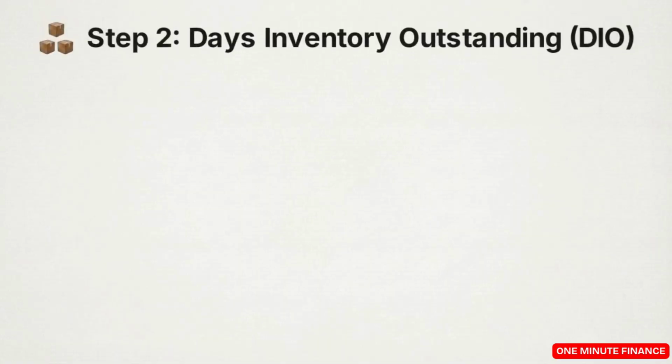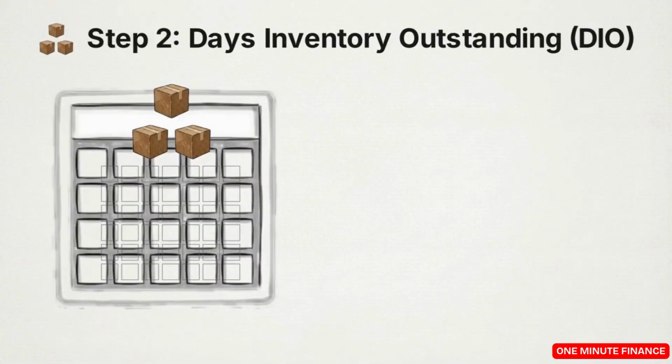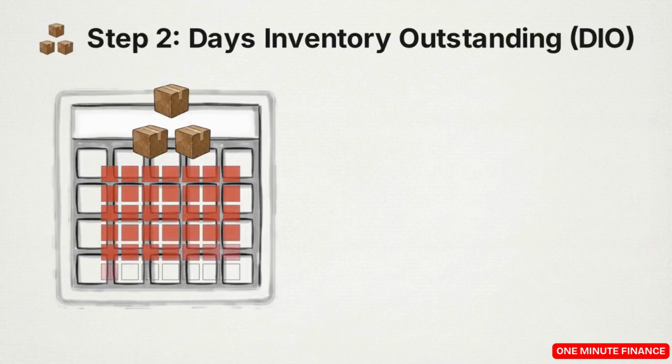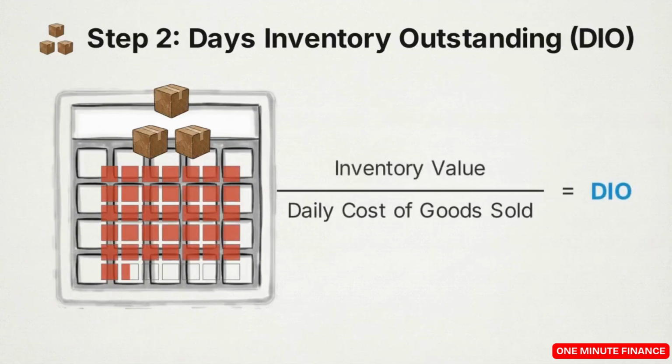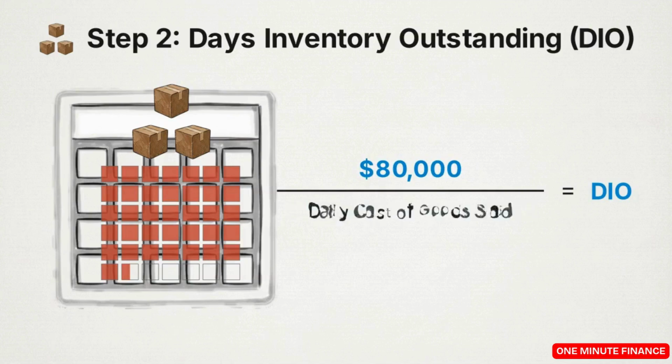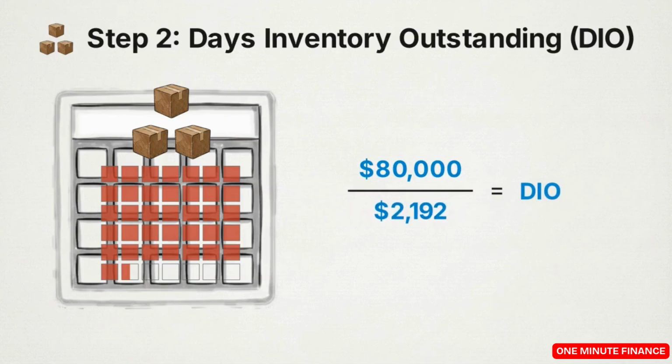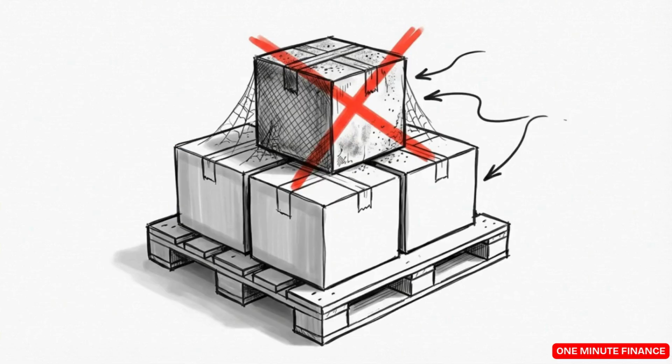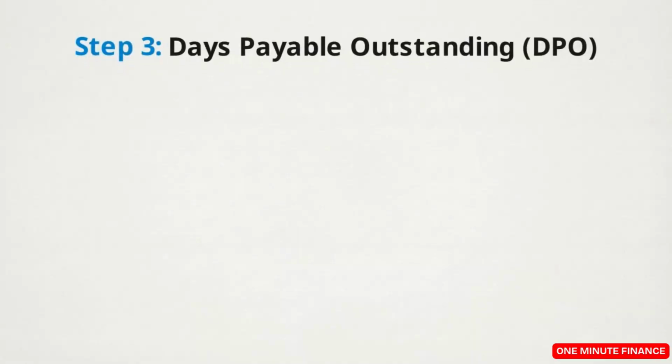Step 2 is calculating days inventory outstanding, or DIO. This metric tracks how many days your inventory sits in the warehouse before being sold. Dividing $80,000 in inventory by a $2,192 daily cost of goods sold results in another 36.5 days. Be careful to exclude dead or obsolete stock from this calculation. Including inventory that will never sell will artificially inflate your DIO and give you an inaccurate view of your cash health.